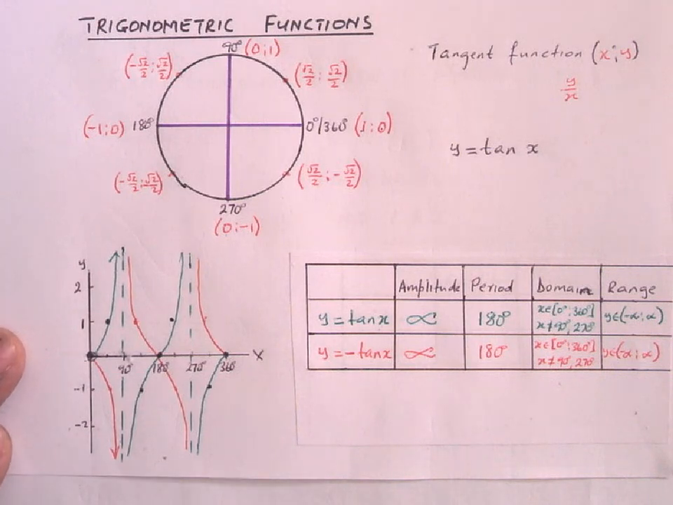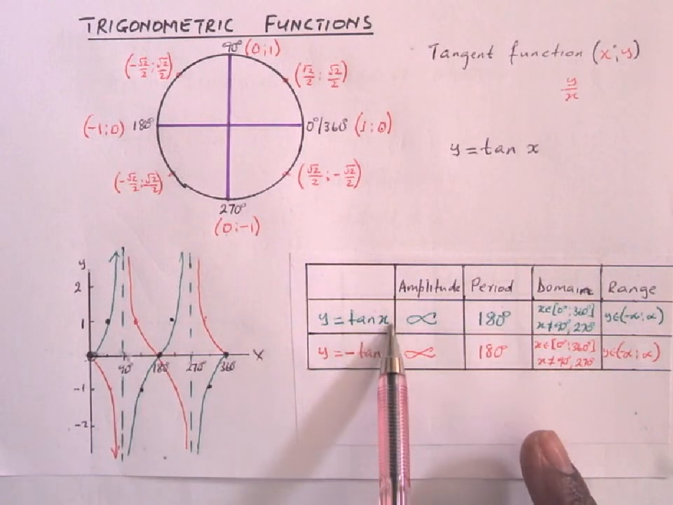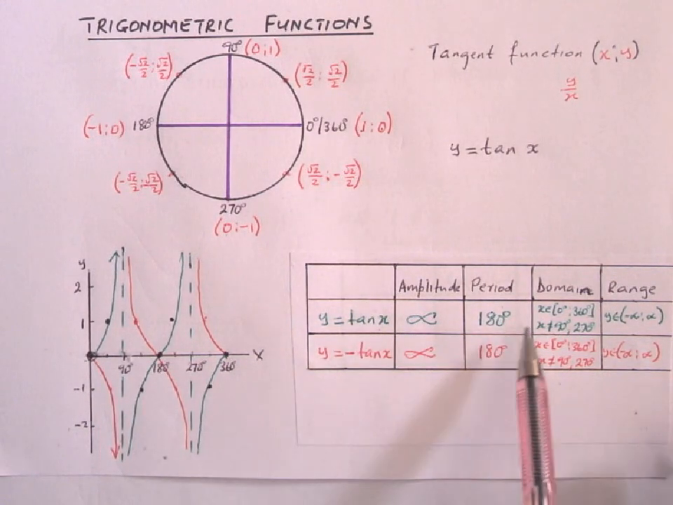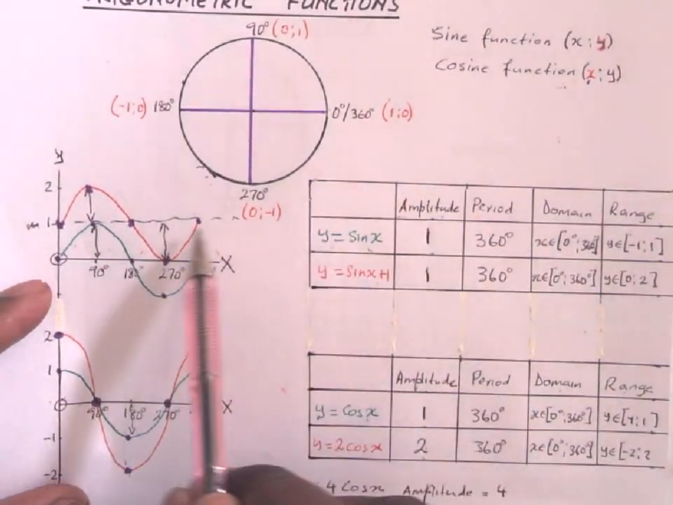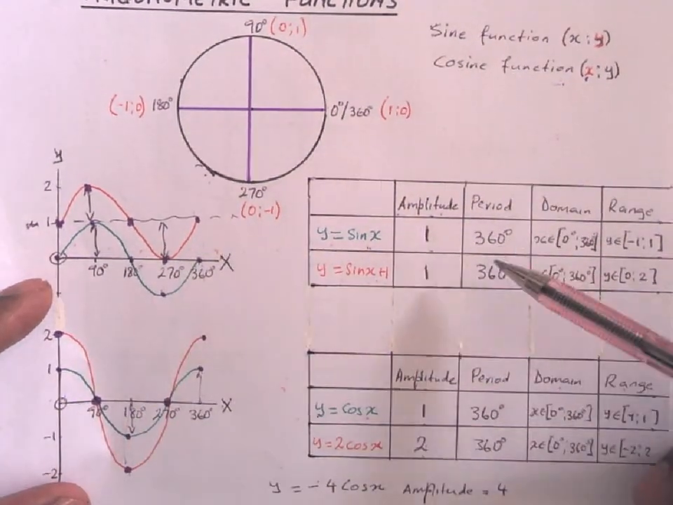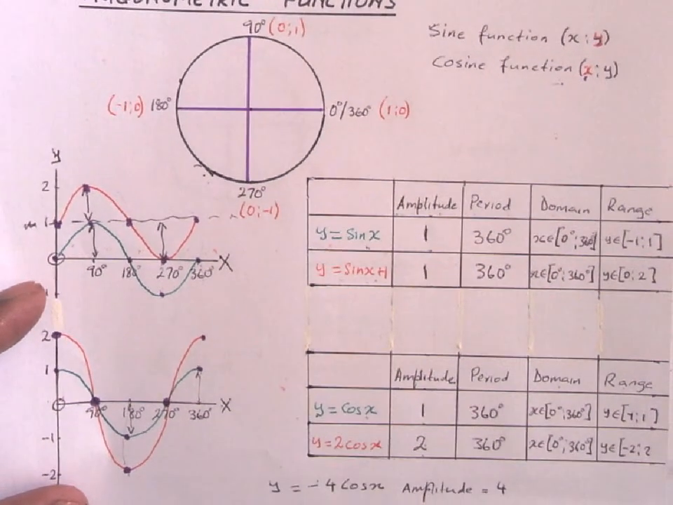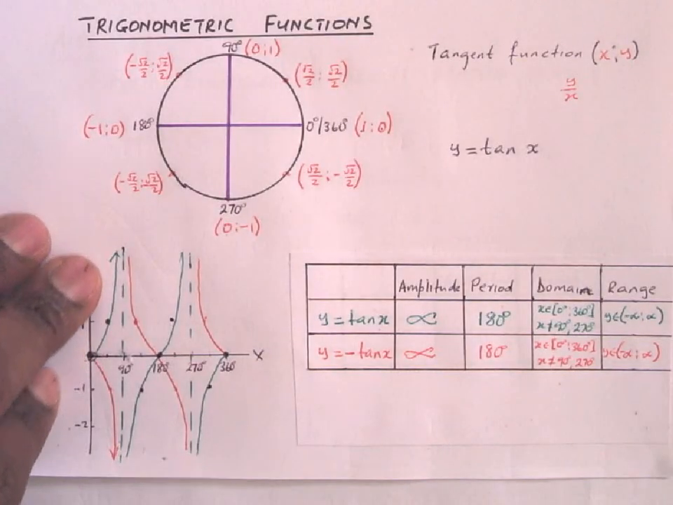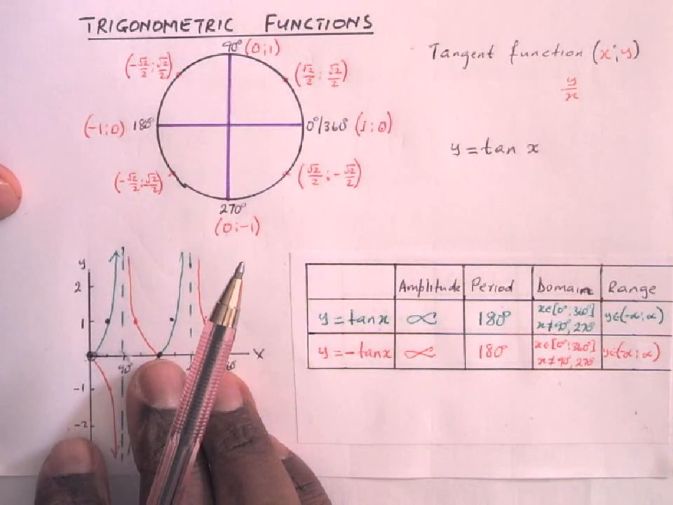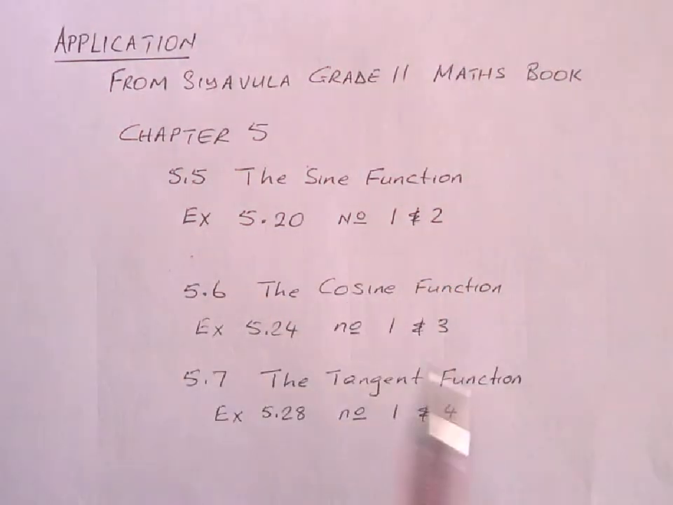Note the one thing that you may be asked here. Check that the period of this graph of the parent function tan x is 180 degrees, but here with both the sine graph and the cos graph, the period was 360 degrees. These will come handy when we are doing more of the trig functions and the equations. Remember that.